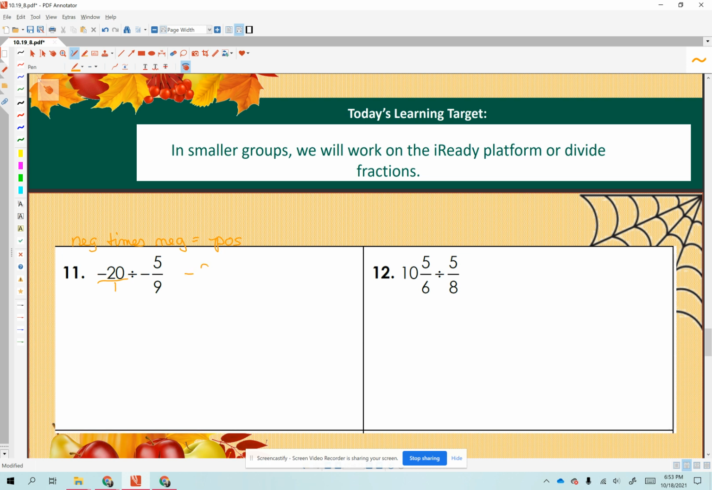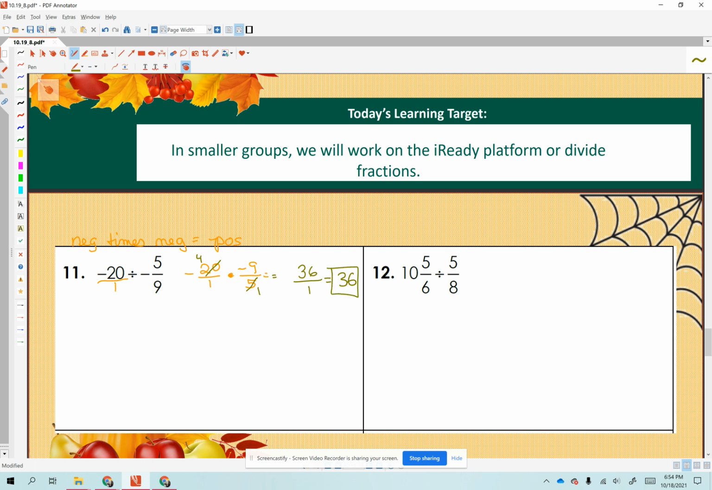So we have -20 over 1. We change the division to multiplication, and we invert the second fraction so that we have -9 over 5. Now, 20 and 5 have a relationship in that 5 is a factor of 20. So we can divide 5 by 5 and get 1, divide 20 by 5 and get 4. So now we have -4 times -9, which is a positive 36. 1 times 1 is 1, and 36 over 1 equals simply 36.